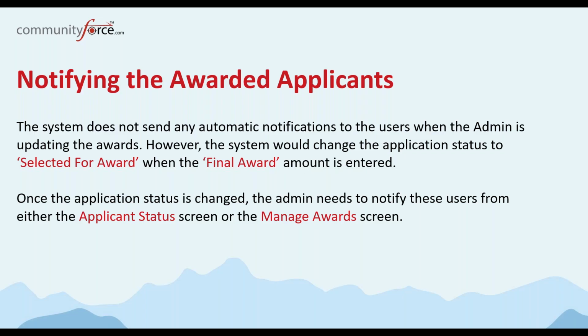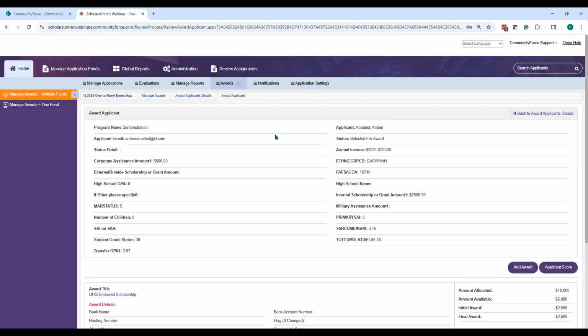So just so you know, as soon as they go to selected for an award, there's nothing that gets sent to them. Nothing goes to the applicant. The only things that happen is if you have things set up for them to be on their dashboard, those are going to appear on their dashboard, but the applicant doesn't know to go there yet because you haven't told them. So in notifying the award applicants, this is where there is a specific email template that you can use. And that email template is located under notifications.